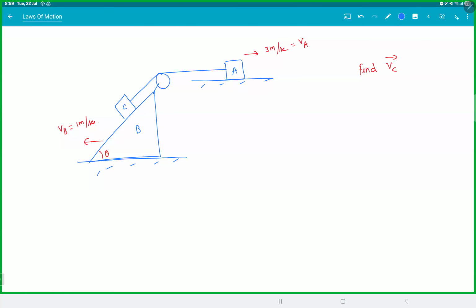If A and B are going like this, what is the velocity of C? That's it. Get this, I'll give you a minute. Same thing, I just change the shape here and there a bit.